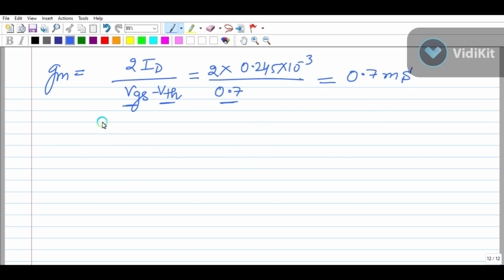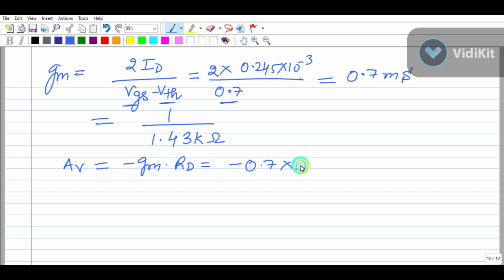Right? Or we can write it like this: 1 by 1.43 kilo ohm. Okay. Now we can calculate the gain easily. AV equal to minus GM times RD. Okay, so what is GM? GM is 0.7 times 10 raised to the power minus 3. What is RD? RD was 3 kilo, which means 10 to the power 3. So it will be 2.1. That is the gain.